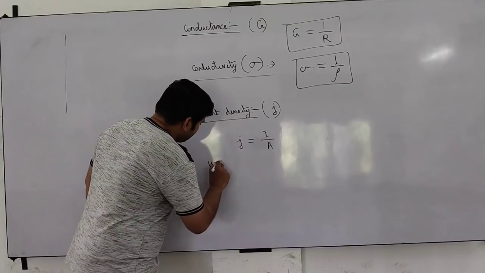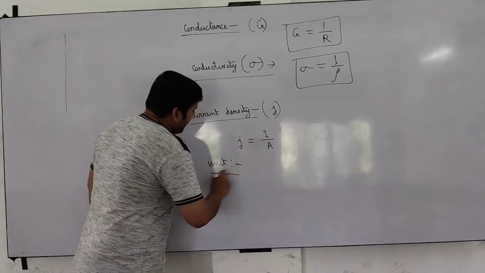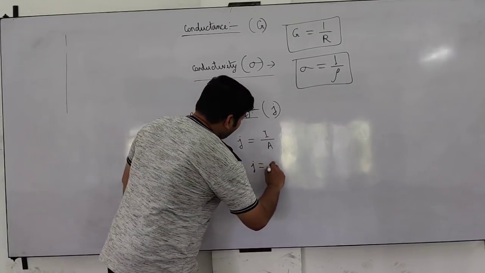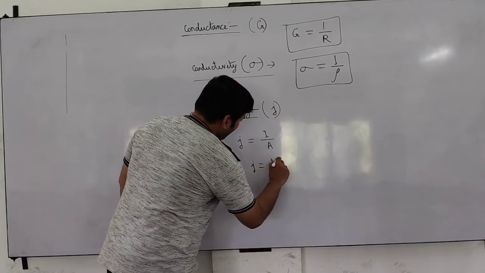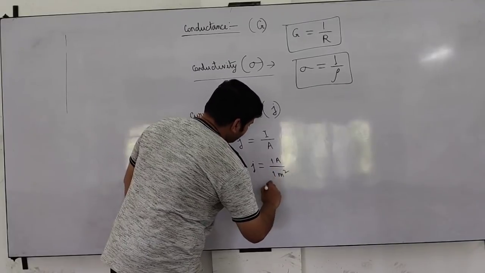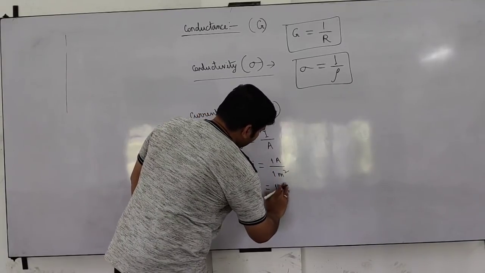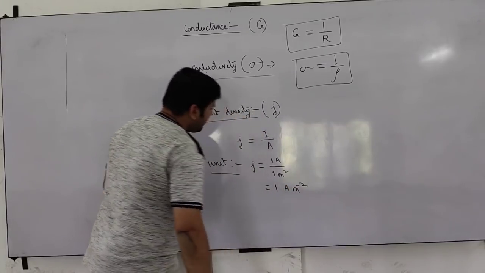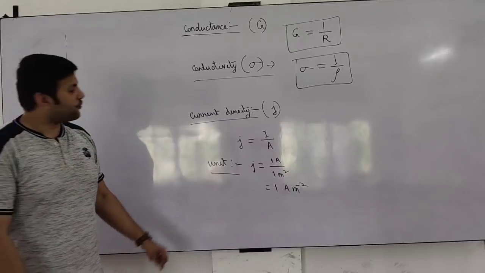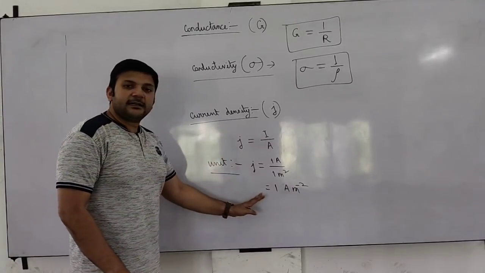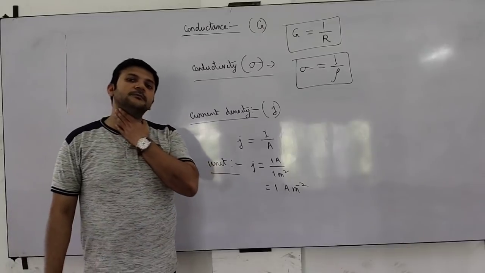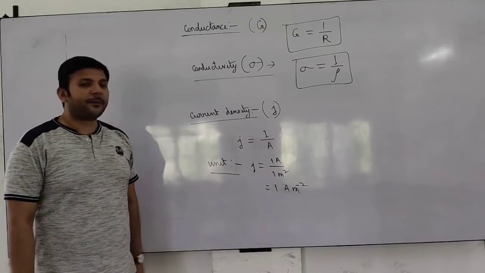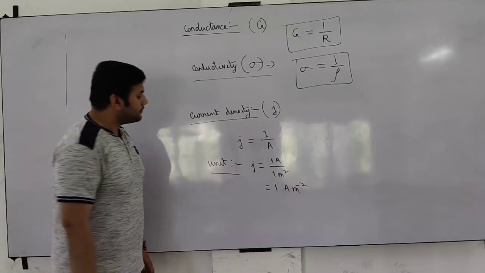What is the unit? Current I will be 1 ampere, area 1 meter square, so it will be ampere per meter square. This is the unit of current density, ampere per meter square.